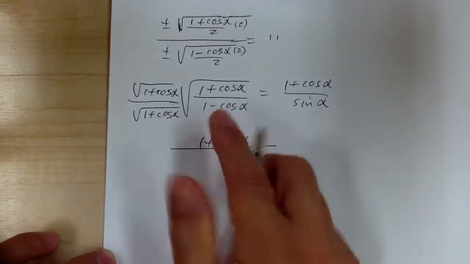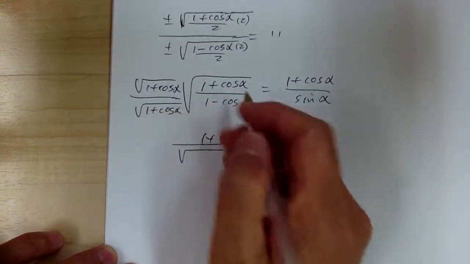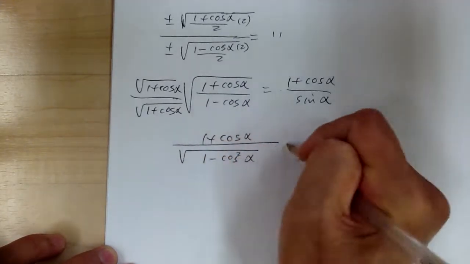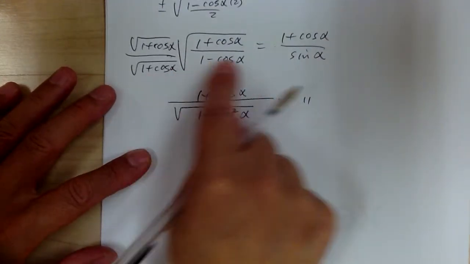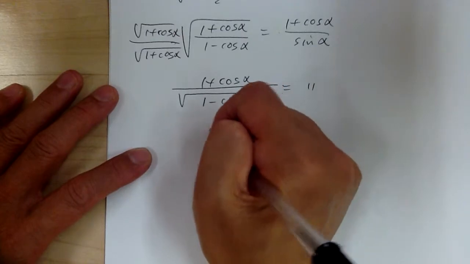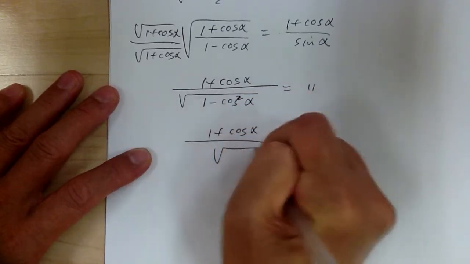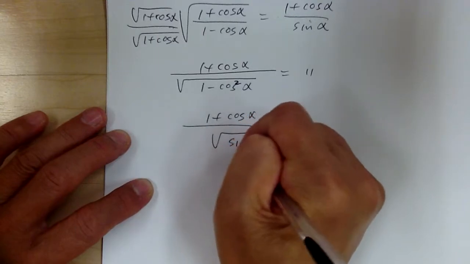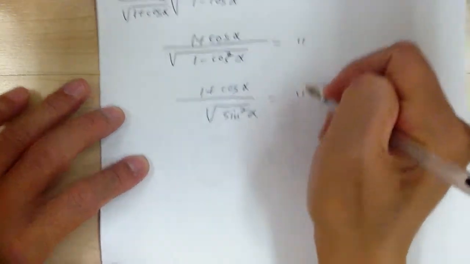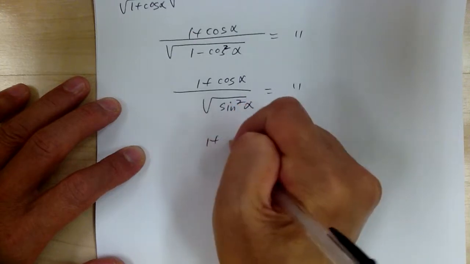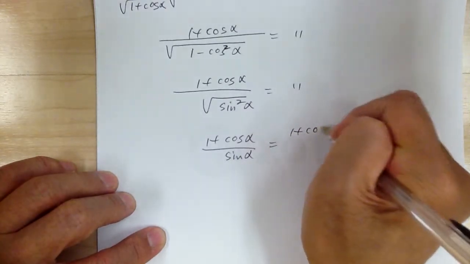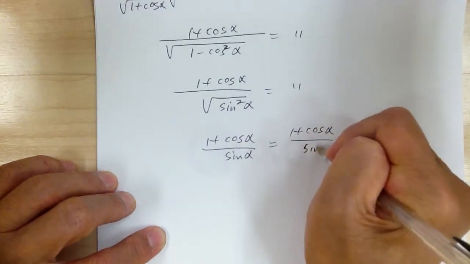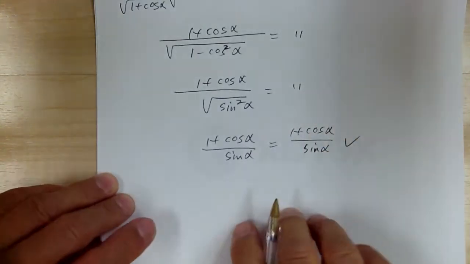Over here on the bottom, when you multiply this, you're going to get square root of 1 minus cosine square alpha. Right, this is your conjugate. Conjugate becomes difference of squares. And you're going to get 1 plus cosine alpha over square root of 1 minus cosine square, which gives you sine square. And square root of sine square will give you sine. And that's it.